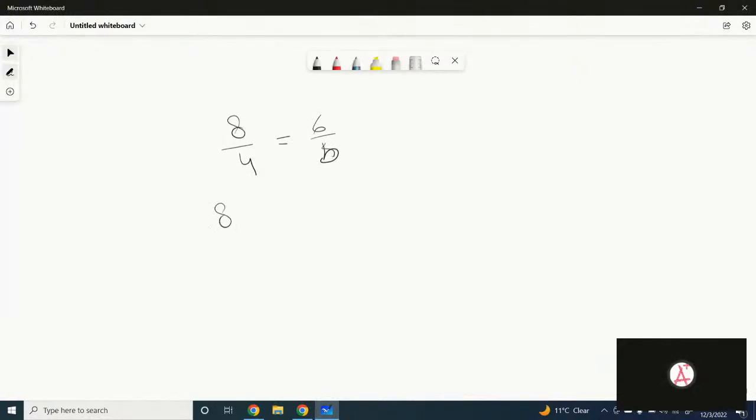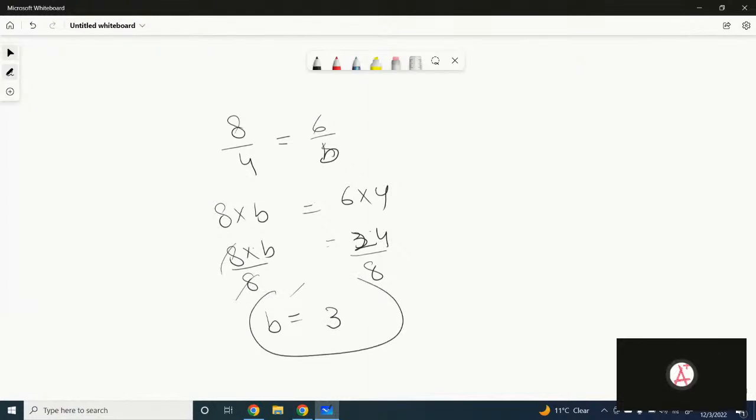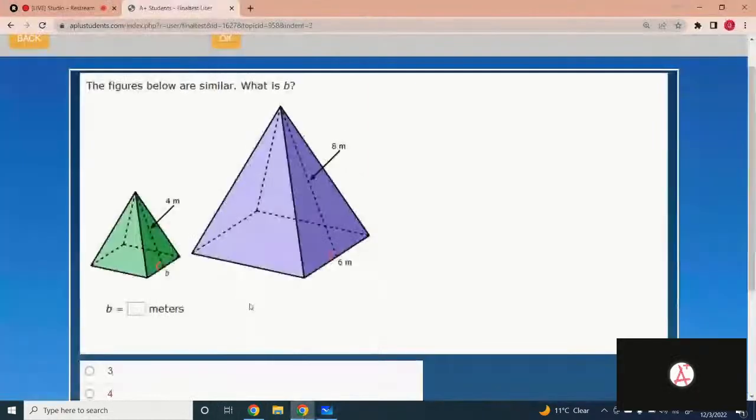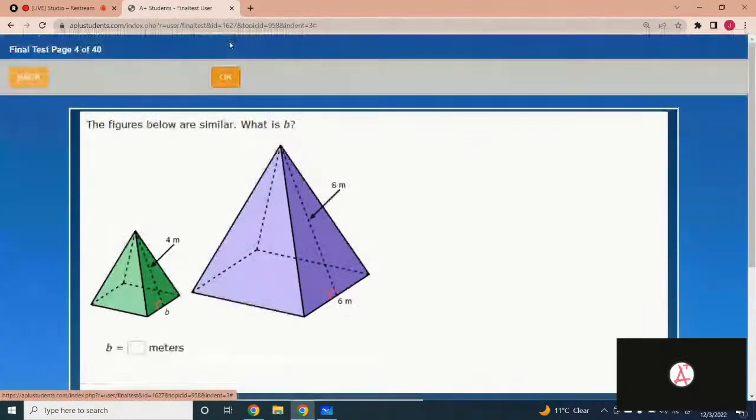Just do cross multiplication. It would be 8 times B and 6 times 4. So 6 times 4 is 24, and divide both sides by 8 because you have to find the value of B. It would be then B equals 24 divided by 8, which is 3. That means the missing side length is B equals 3. Got it, everyone? So just select the correct option and then click on the OK button.